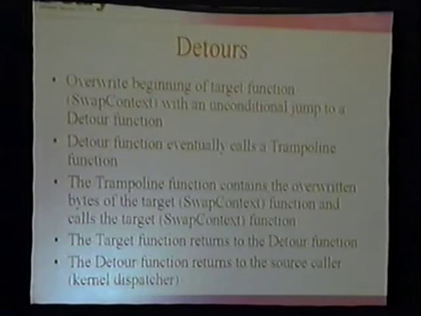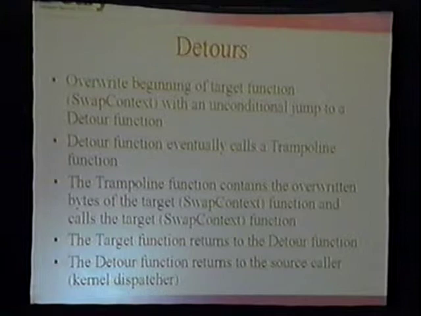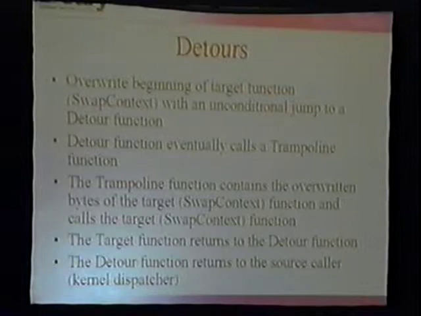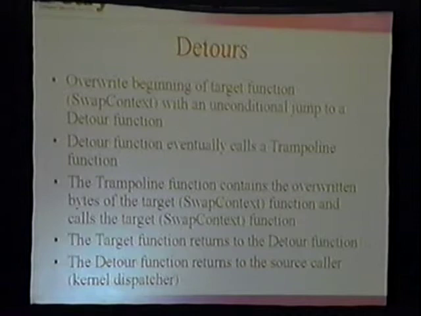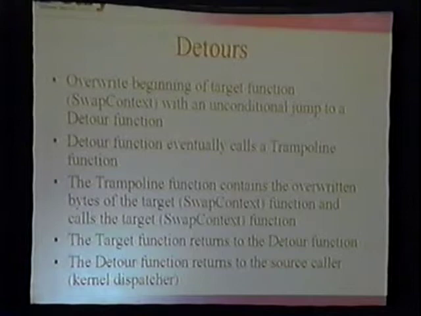So what you would do is overwrite the beginning of swap context to jump to your detour function. Your detour function has a call into a trampoline function. The trampoline saved off the original bytes that got overwritten, and then at the end, the trampoline will jump into the original function, which was swap context in this case. And then when swap context returns, it'll jump back into the detour function. So you could do filtering or sanity checking or whatever there.